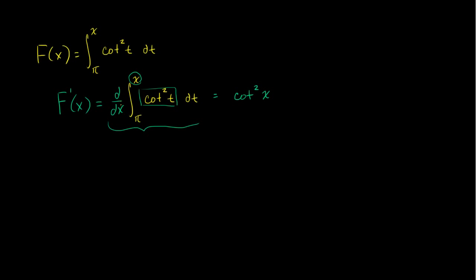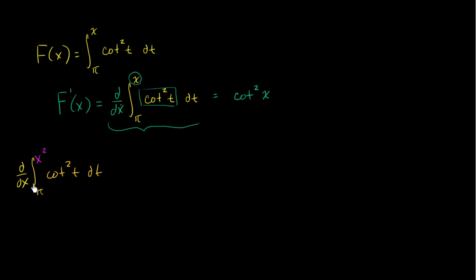Let's say that you had the expression, the definite integral from pi, instead of from pi to x, let's say it's from pi to x squared. And let me write that x squared in a different color just to make it clear what I'm doing. From pi to x squared of cotangent squared of t dt. And you wanted to take the derivative of this business. So you want to take the derivative with respect to x of this business. How would you do it?